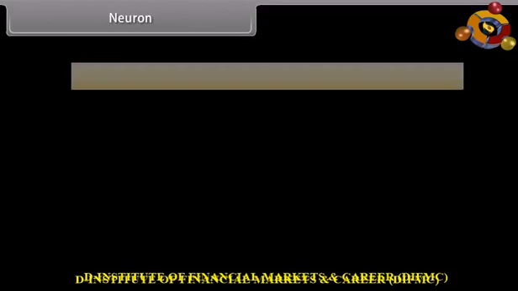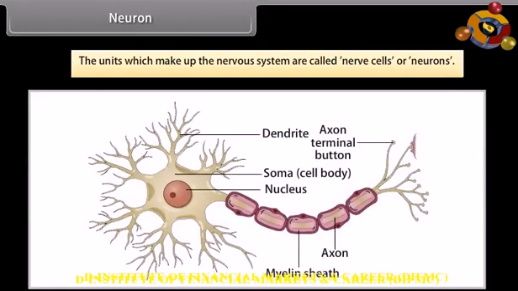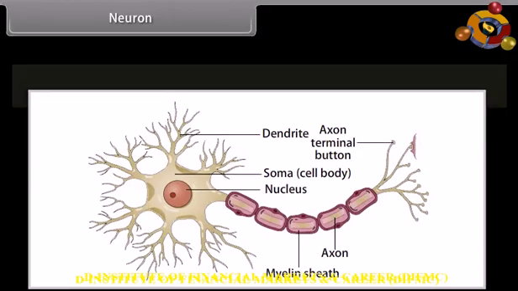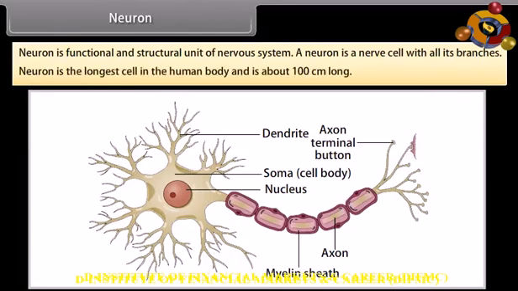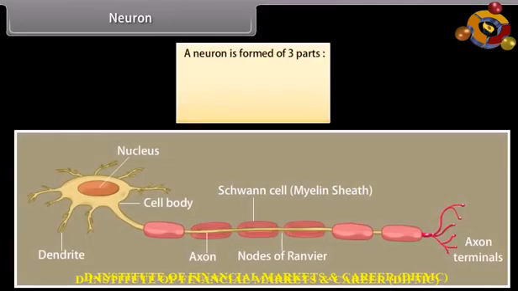Neuron. The units which make up the nervous system are called nerve cells or neurons. Neuron is a functional and structural unit of nervous system. A neuron is a nerve cell with all its branches. Neuron is the longest cell in the human body and is about 100 cm long. A neuron is formed of 3 parts: cyton, dendrites, axon.